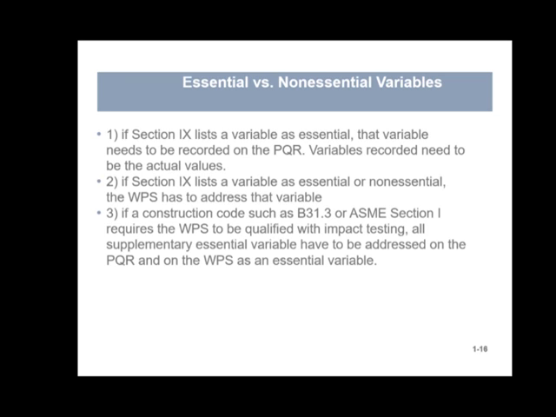We don't care. So, and then we get to if there's supplementary essential variables, if your construction code, such as B31.1, 31.3, Section 1 or Section 8 calls out that you need impact testing, then there's supplementary essential variables that now become essential variables, and you have to record them on the PQR and the WPS.